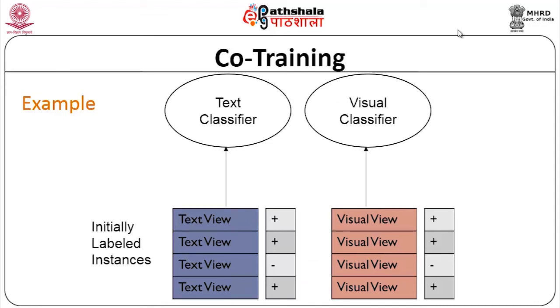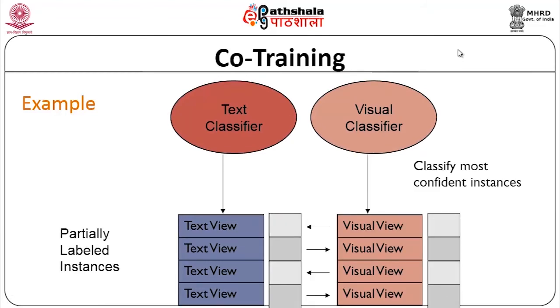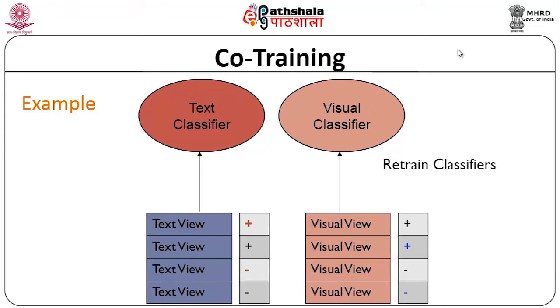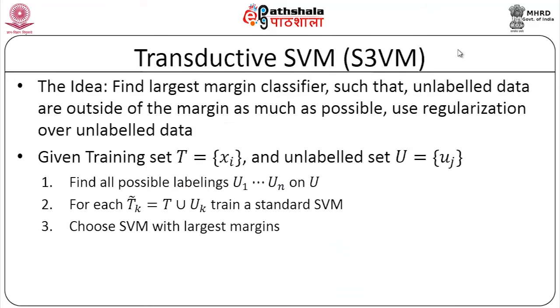This is separated into two as text view and visual view, and now you have unlabeled instances. Classify the most confident instances of the visual classifier and label all views of the instances, and similarly retrain the classifiers. Similarly, you do it for text also. So, you take the text and visual views and label a new instance such that both give you the correct label.